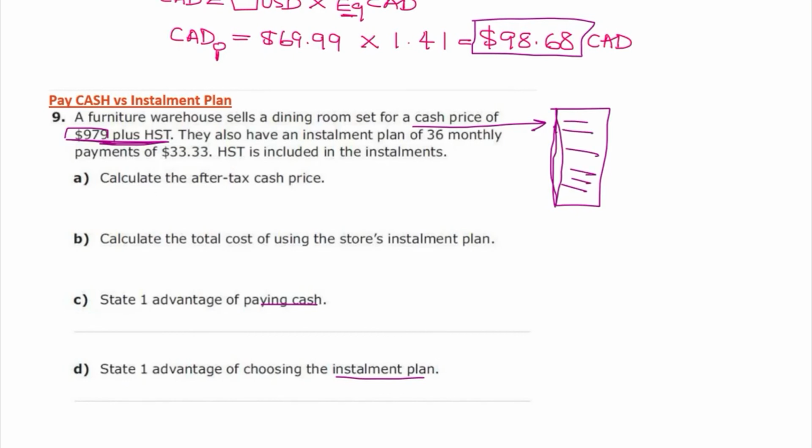However, if you want to go for the installment plan, it means that you have to pay this amount 36 times.